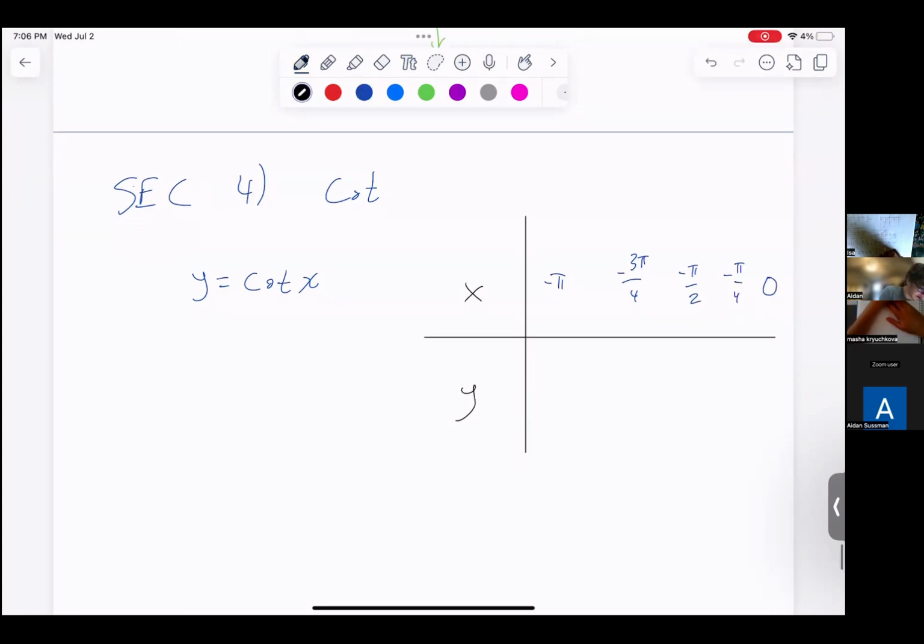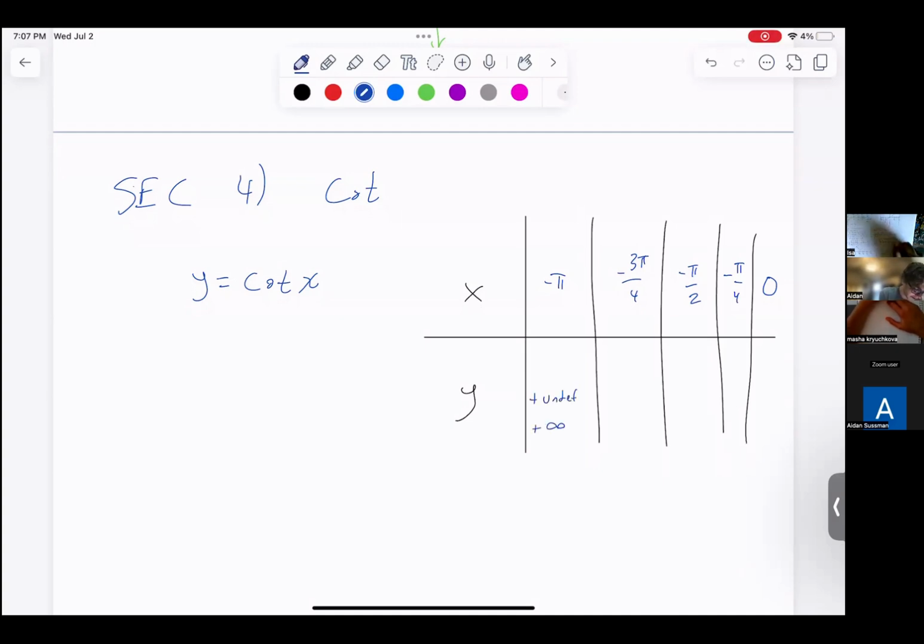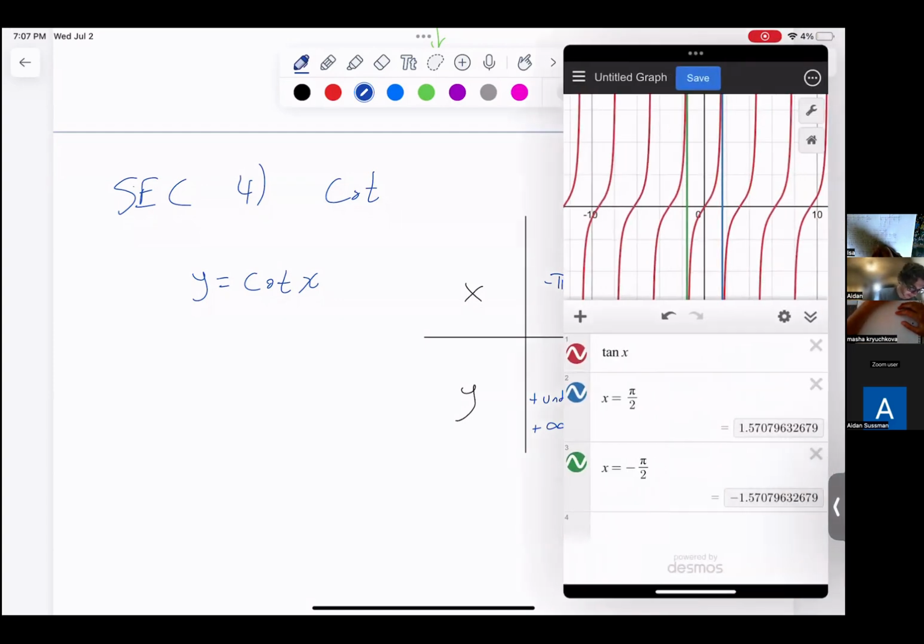And this one's a little different. It goes from right here, we're going to have positive undefined, which is positive infinity. Right here, we're going to have positive 1, 0, negative 1, negative undefined, which is the same thing as negative infinity.